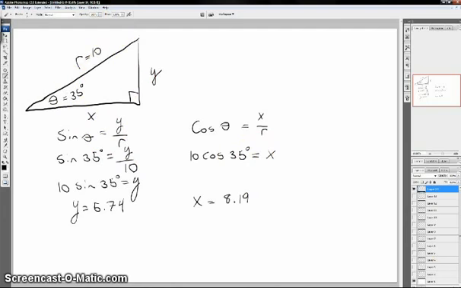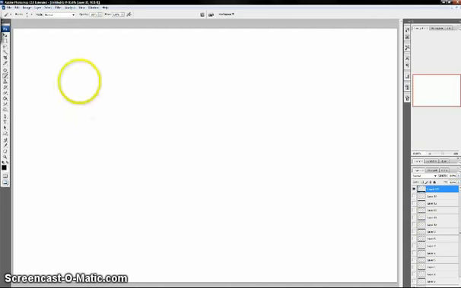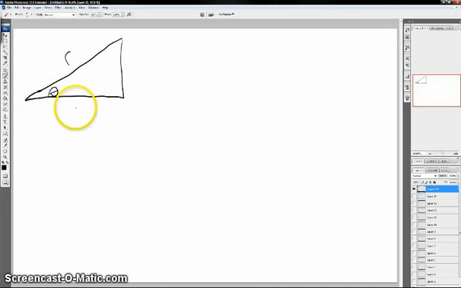If I wanted to go in the other direction, I could use those values to find the hypotenuse or to find the angle. Let's try that. So let's say that instead of being given the angle and the hypotenuse, I'm given the two legs, and I'm looking for the angle and for the hypotenuse.